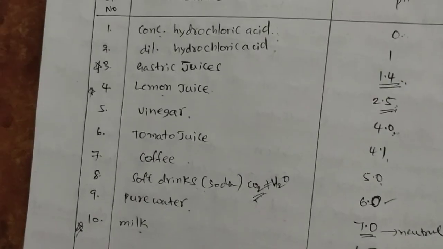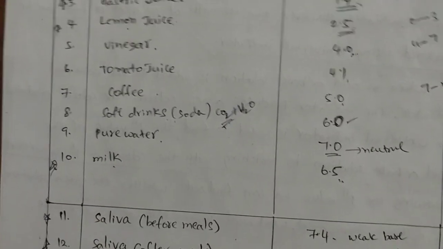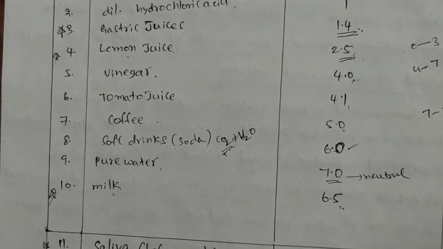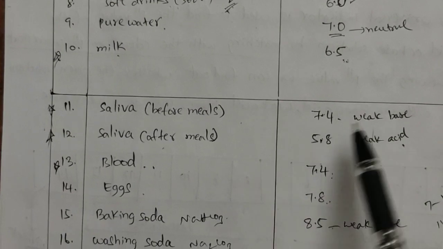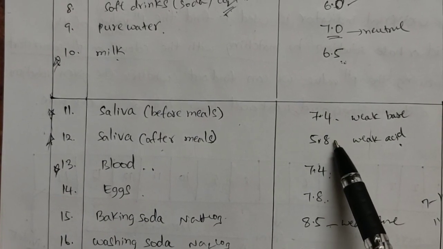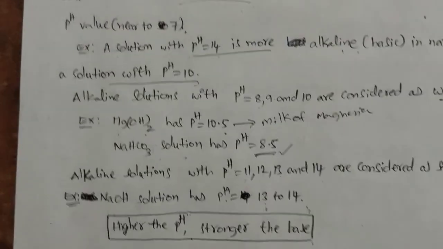So this is the table of things having different pHs, right? Among these, gastric juice is a strong acid, lemon juice is a strong acid, milk is a weak acid, saliva before meals is a weak acid, and after meals a strong acid. You should know. You should explain to me why it is like this. And blood has pH 7.4.